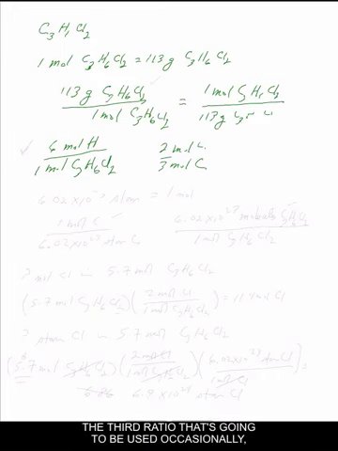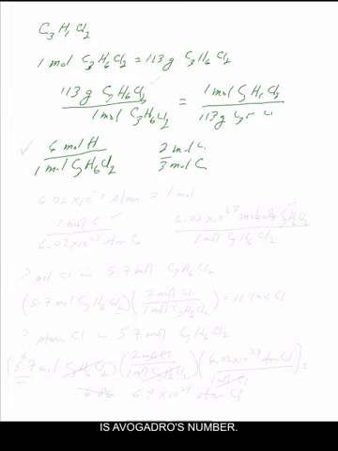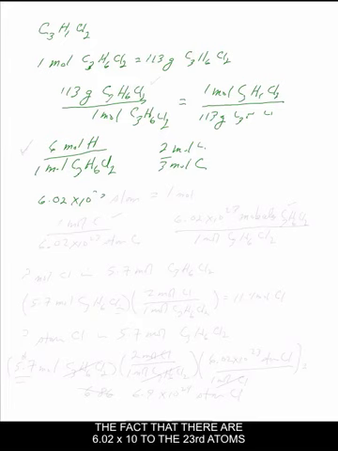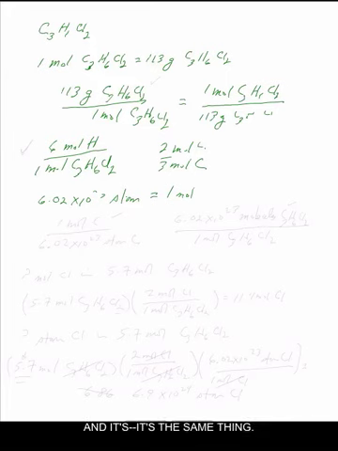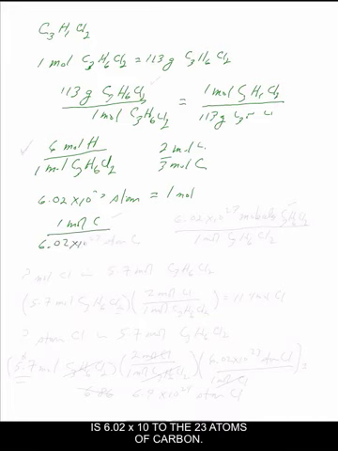The third ratio that is going to be used occasionally, and the one that we use the least frequently, is Avogadro's number. The fact that there are 6.02 times 10 to the 23rd atoms or molecules, I'll write this as atoms, equals 1 mole of whatever that is we're speaking of. This can also refer to molecules or ions. It's the same thing. That's Avogadro's number. And so I can write that one as, for example, 1 mole of carbon is 6.02 times 10 to the 23 atoms of carbon.